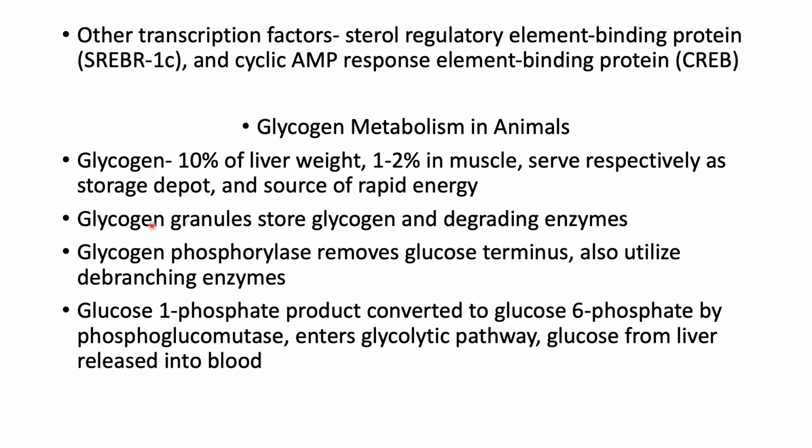So the storage form has this as the initial glycogen phosphorylase to remove the terminal glucose. Glucose 1-phosphate product is converted to glucose 6-phosphate by phosphoglucomutase. It enters the glycolytic pathway. Glucose from the liver is then released into blood.